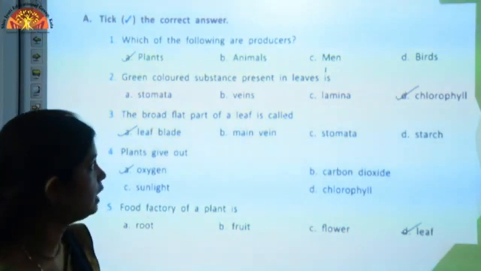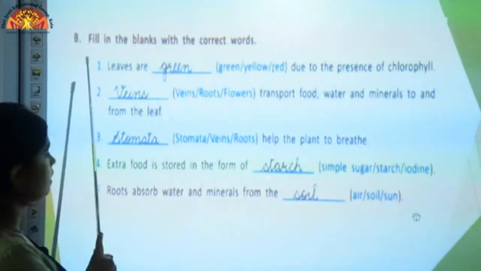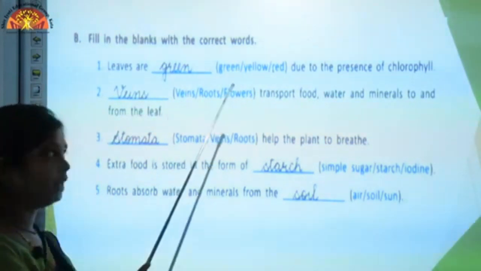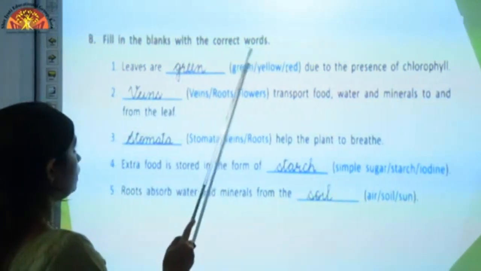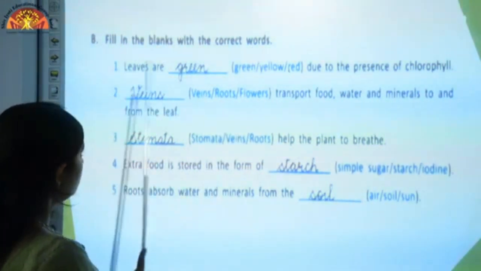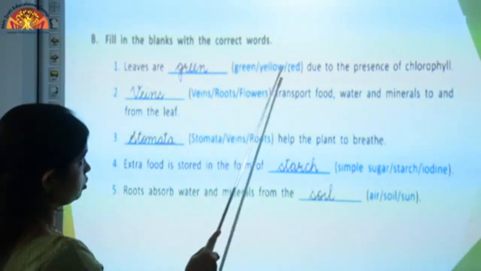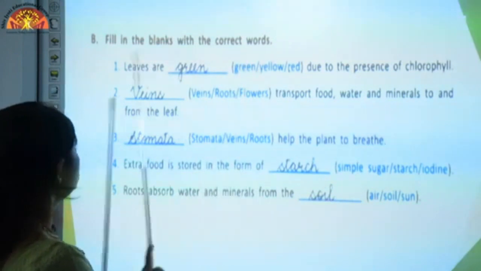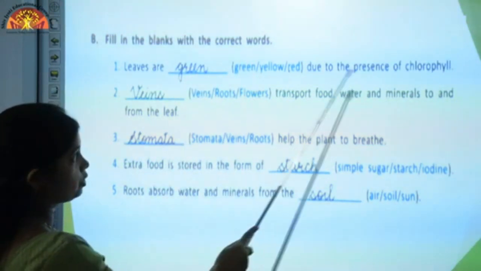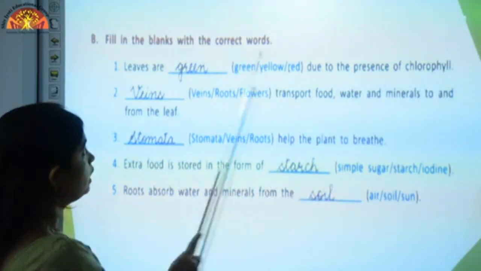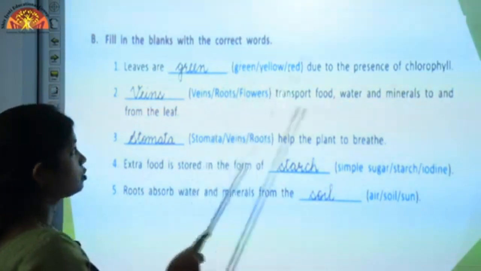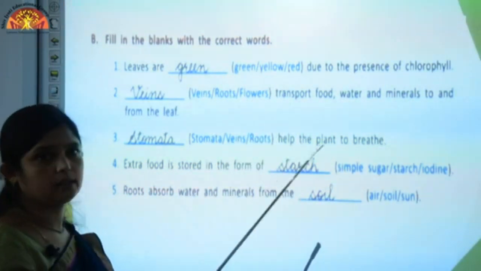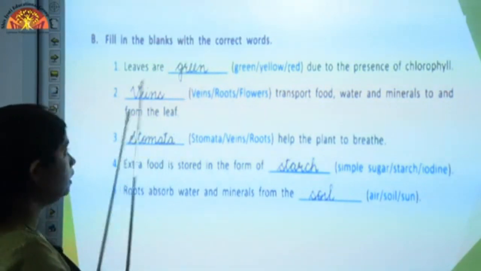Now we move to the next exercise, that is exercise number B. It's on the same page. Fill in the blanks with the correct words. Now here some options are also given in the bracket. So you can choose the correct one from here. Leaves are dash due to the presence of chlorophyll. So green, yellow or red. So chlorophyll is a green colored substance. So we will write green over here.